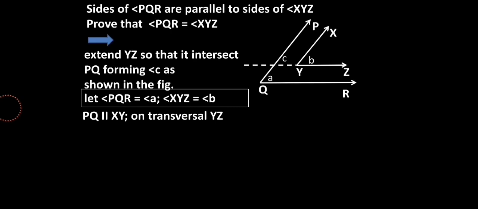YZ is a transversal, and on this YZ we can say angle C is congruent to angle B, because they are corresponding angles, and we know if lines are parallel then corresponding angles are equal. And don't forget to write the reason as a theorem.